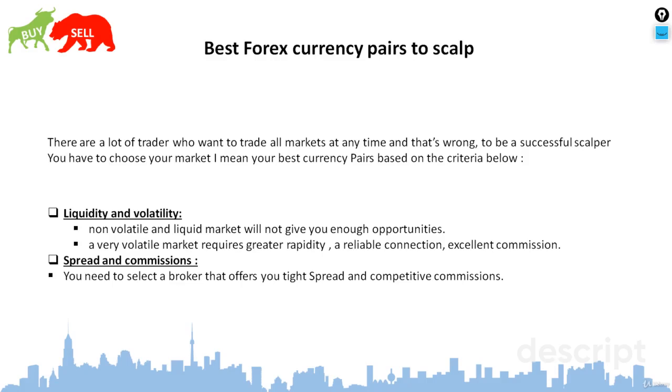The second criterion is spread and commissions. You need to select a broker that offers tight spreads, competitive prices, and competitive commissions. That's an important thing a scalper needs to add to his knowledge, because it will impact his trading profits. So you need to have a plan for how to fix that, and how to do that in a perfect way.